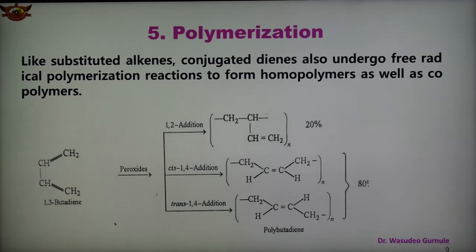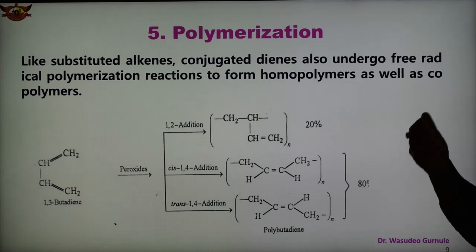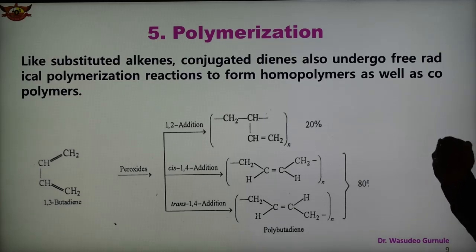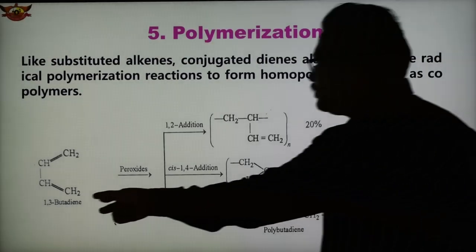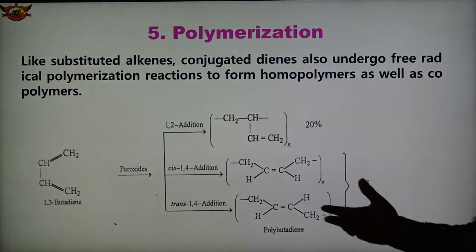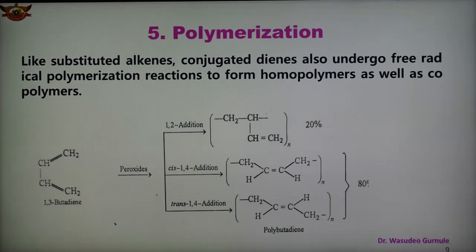So this type of 1,3-butadiene undergoes the polymerization and forms polybutadiene. Just similar to ethylene giving polyethylene, 1,3-butadiene gives polybutadiene. So butadiene is converted to polybutadiene.